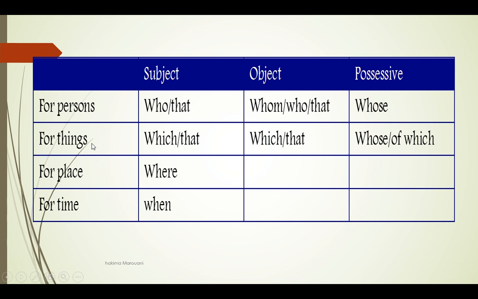Here for things, we use, if it's in subject position, subject pronoun, which or that. If it's an object, of course there is no difference, which or that. As you can see, there is no difference for that. You can use it everywhere. You can use it for things or for persons. If you are lost and don't know which one to use, you can use that. Okay. So for things you use whose or of which. And for place, where, for time, when.